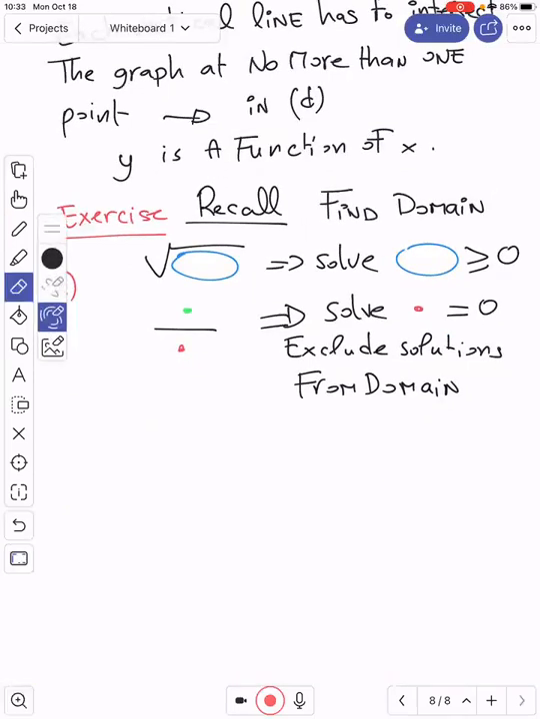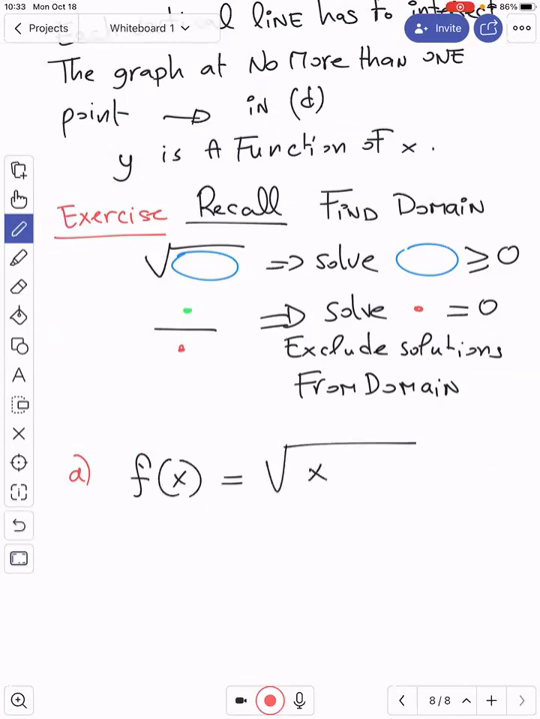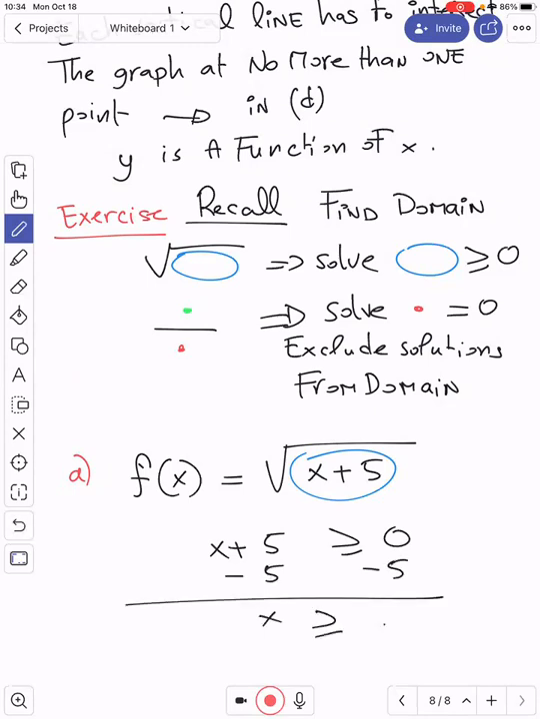In A, let me write it down here. What's f? It's the square root of x plus 5, right? So all you have to do, guys, are there any questions in the chat? No, okay. Because it's a square root, you take what's under the square root, x plus 5, and solve x plus 5 larger or equal to 0. In this case, your x would be larger or equal to -5.